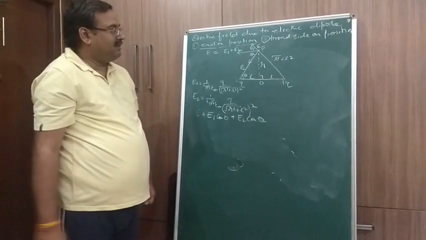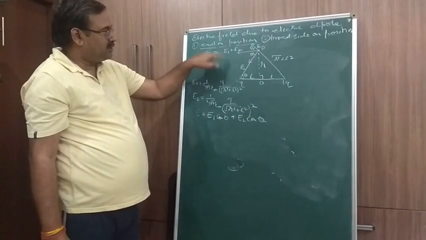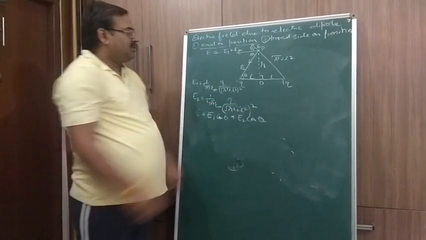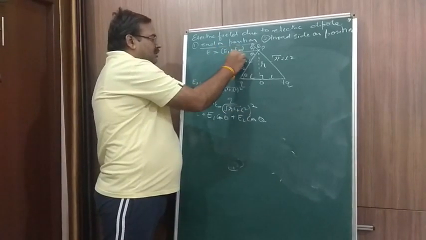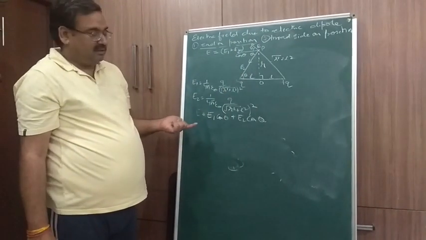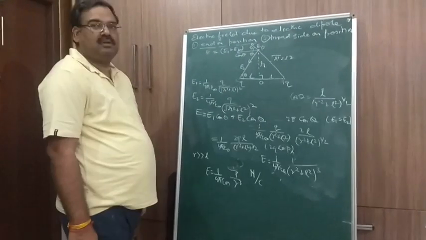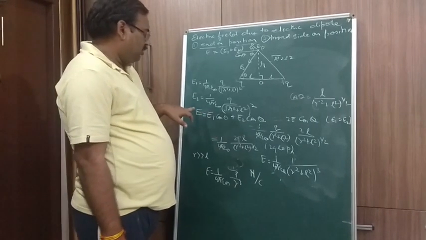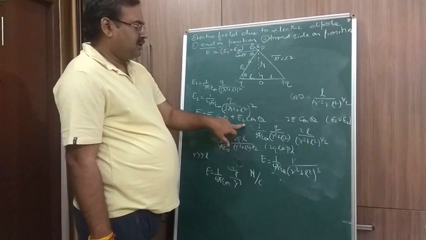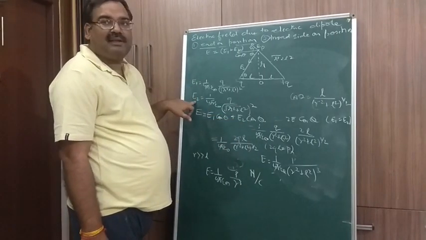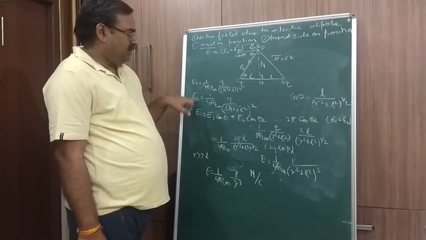The net electric field will be equal to E1 plus E2, that is equal to E1 cos theta plus E2 cos theta. So this is how we will find out the electric field. So in the triangle, E is equal to E1 cos theta plus E2 cos theta. E1 and E2 both have the same value except that their directions are different. The numerical values are the same.